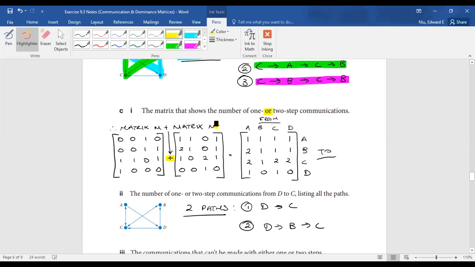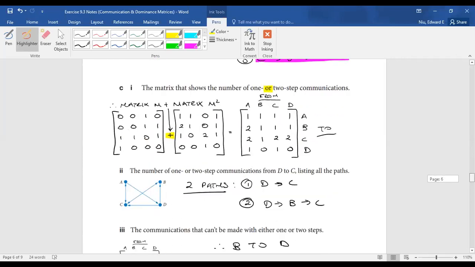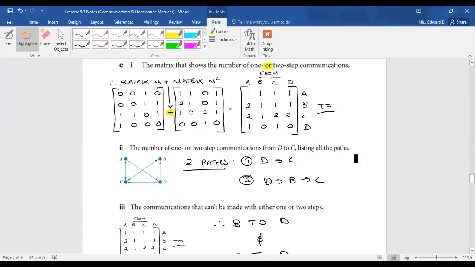But once you've got this final matrix, make sure you put the letters up top and on the right, and write from and to, like always, with these communication matrices. Because ultimately, the matrix won't mean a thing if you don't label the matrix itself in communications.